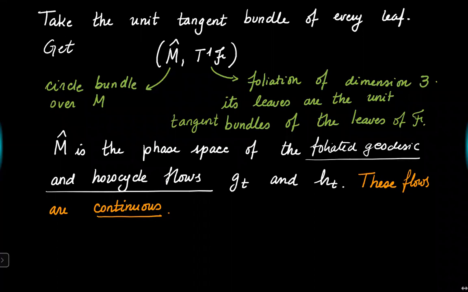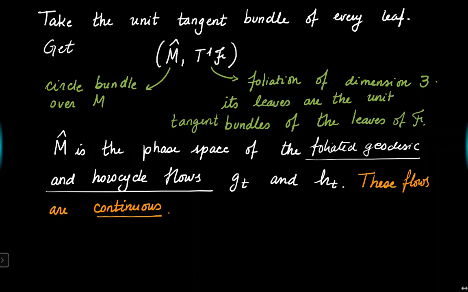So what are these flows? A point in M hat is a unit vector tangent to a leaf. This will be the initial condition of a unique geodesic on the leaf, which by Candel's theorem is a hyperbolic surface.